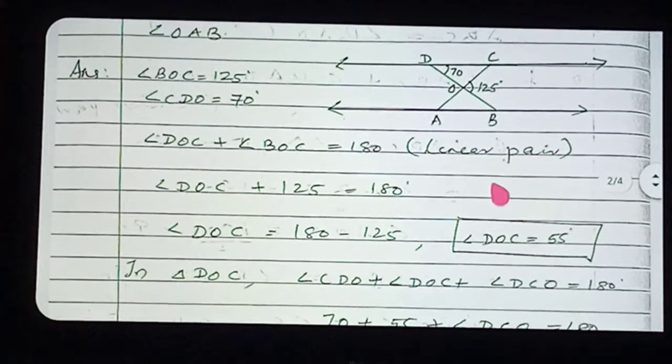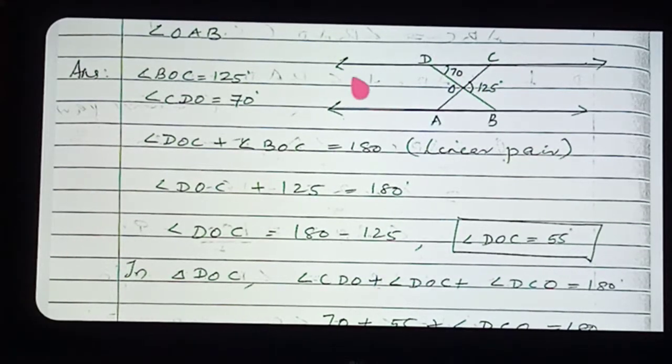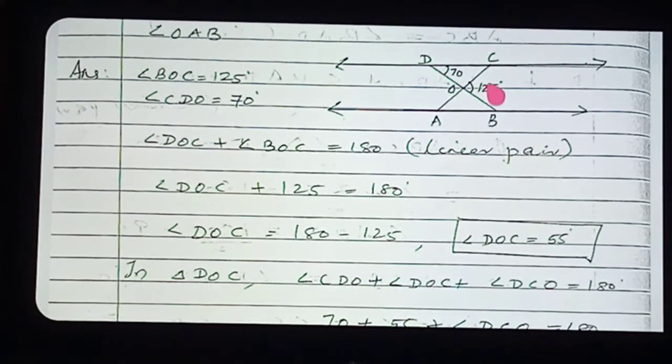Okay. So this line and these two lines, parallel lines are already given. So this angle and this angle, what type of angles can we take? These are alternate angles. So if this angle is 55, this angle also will be 55. That method also you can apply, or you can apply it by corresponding angles. Okay.